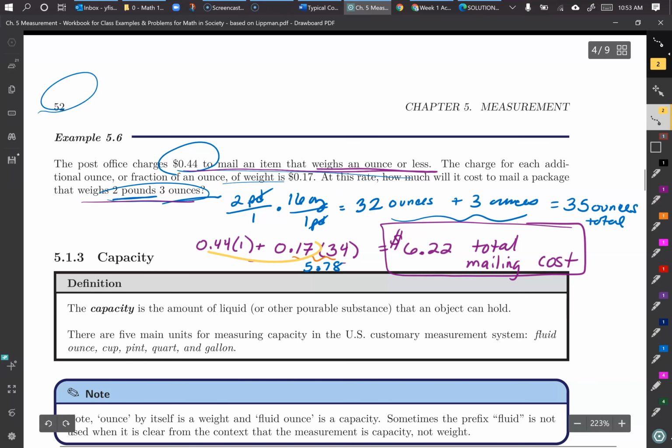A big temptation people have is to do this first before they multiply, like not following the proper order of operations. It's kind of easy to do sometimes, especially if you're just working quickly. So watch for those things.